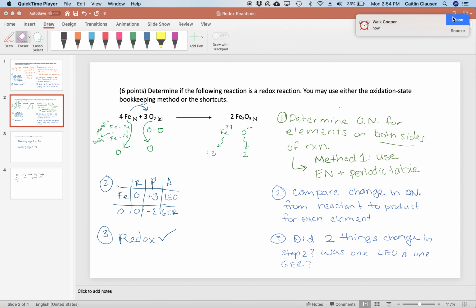Okay, I am going to amend the video I sent out. I'm going to add to it. I felt like I didn't do a good job of explaining method 1 with this example.